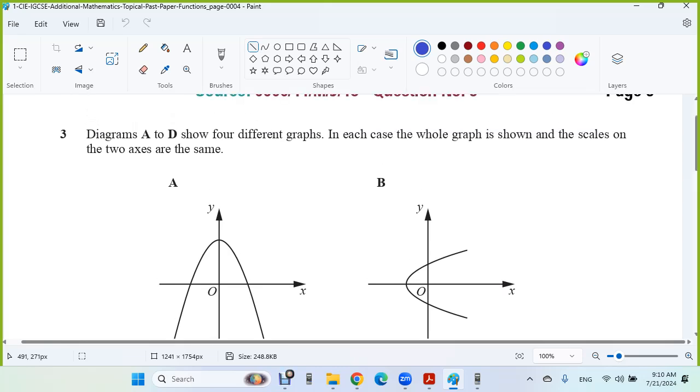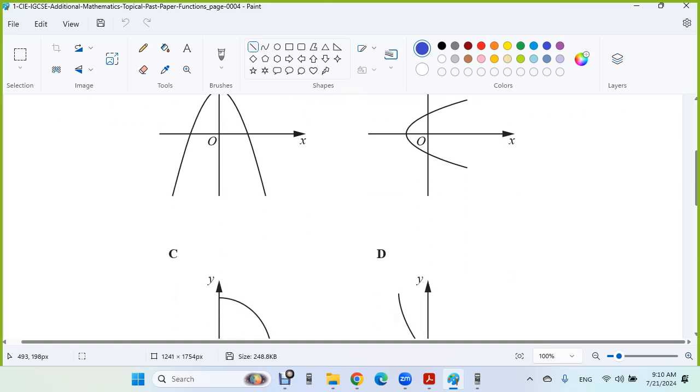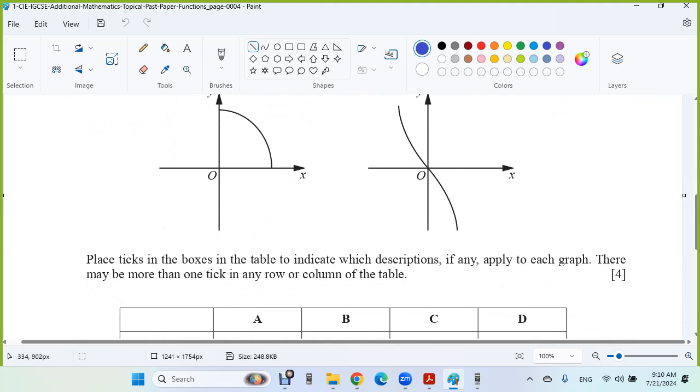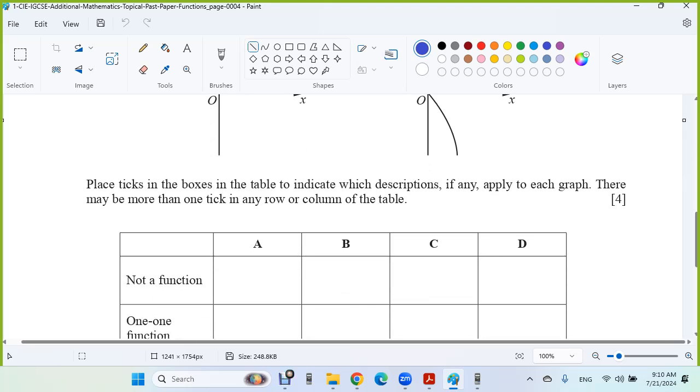Question number 3. Diagrams A to D show 4 different graphs. In each case, the whole graph is shown and the scales on the two axes are the same. Place a tick in the blocks in the table to indicate which descriptions, if any, apply to each graph. There may be more than one tick in any row or column of the table.